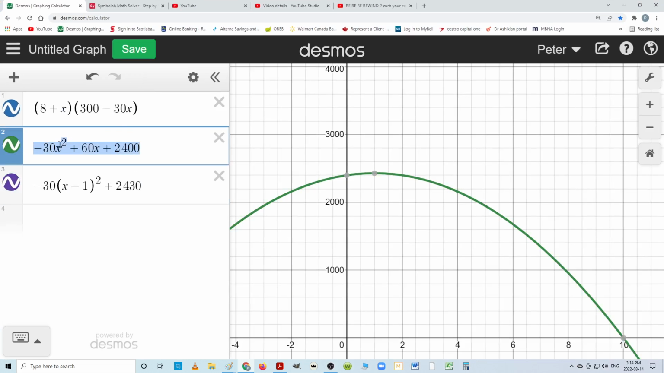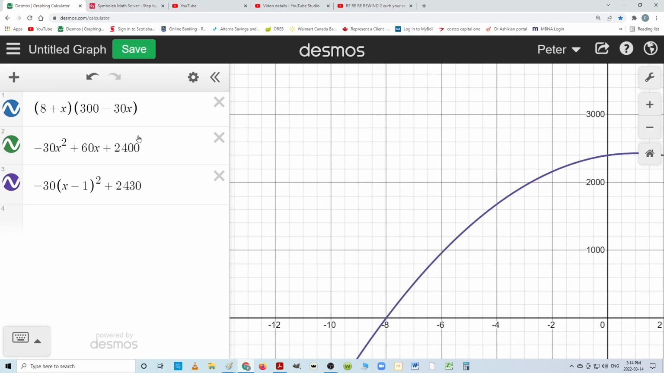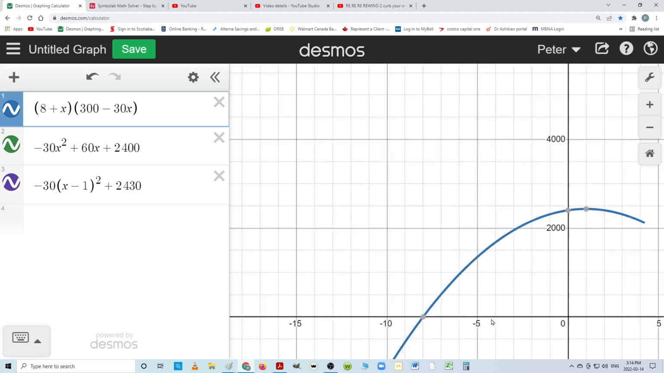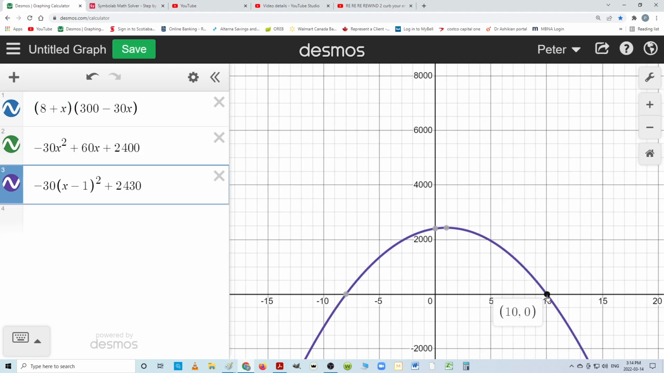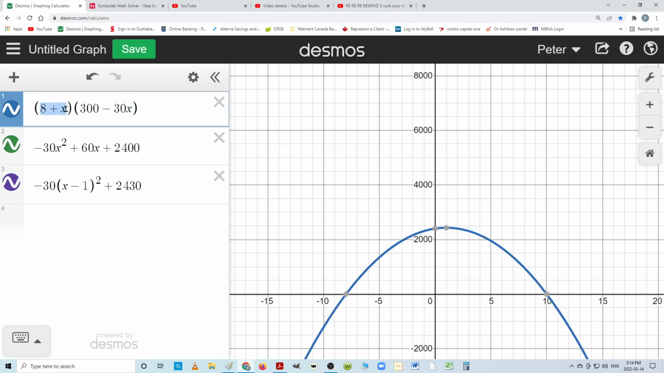So this is standard format. That's not quite factored format. Well, you know what? It is. Because when x is 10, there it is. And when x is minus 8, which means, what are those values, by the way? 10 and minus 8. Well, that's the point where you start making less than $0. That's called the break-even point. So if I sell my tickets for more than 8 plus 10, more than $18, I start losing money. If I sell my tickets for anything less than $18, I'm making money.